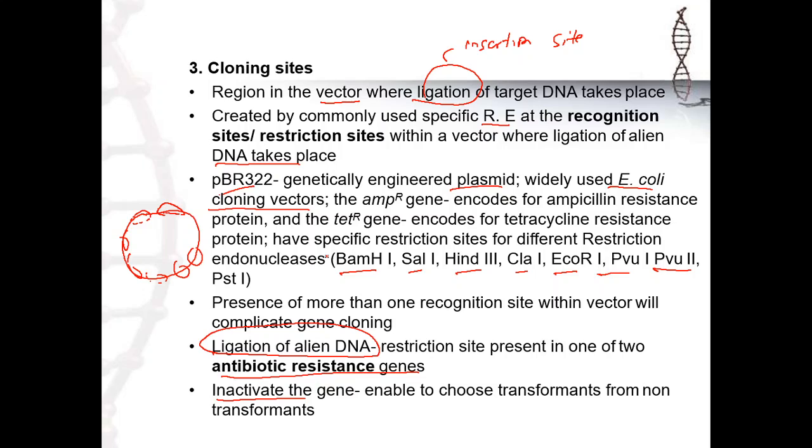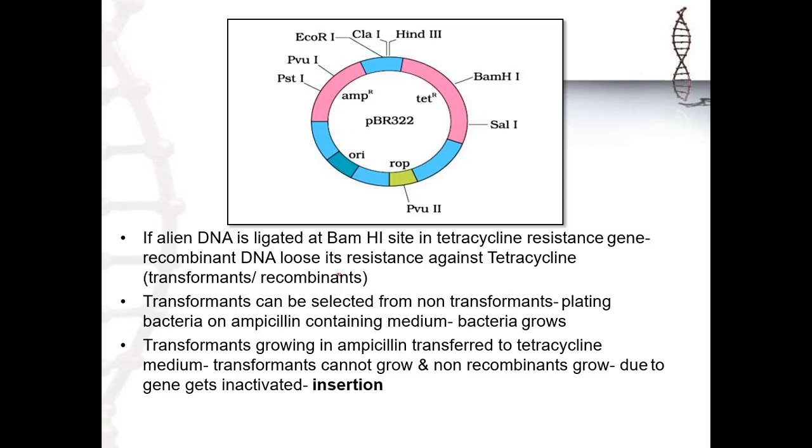So to inactivate the gene enables us to choose transformant from non-transformant. So, pwede lang siya i-activate, pwede rin i-activate. In this particular example, this is an example of a plasmid, no? With different sites, with recognition sites. Maraming sites dito. So, we can remove this particular site, the BamHI one and the SalI one.